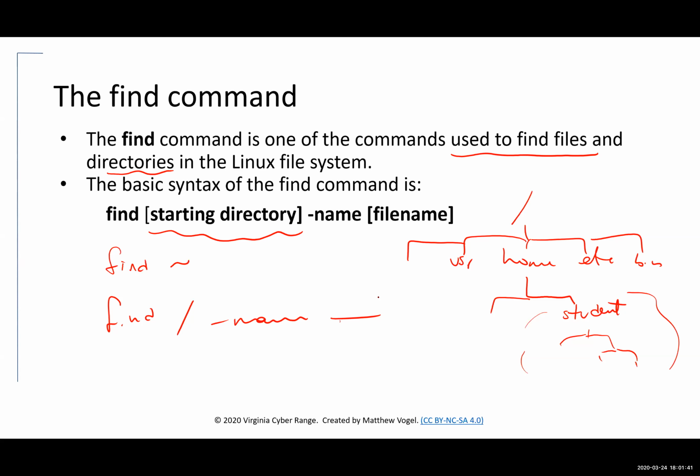And if I'm just somewhere at random in the file system and I know that the file is somewhere underneath where I am, then I can say find, and I can use the dot, and that means find, and the root of my search is the current directory. Remember, a single dot means current directory. And then I can say dash name, and then name of the file. So that's the format for the find command.